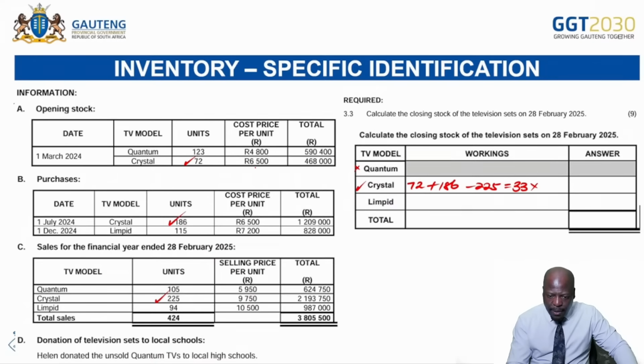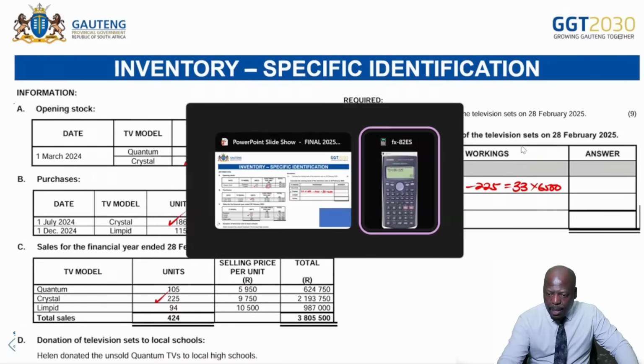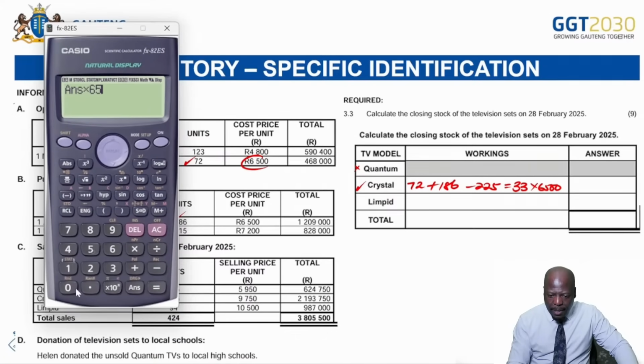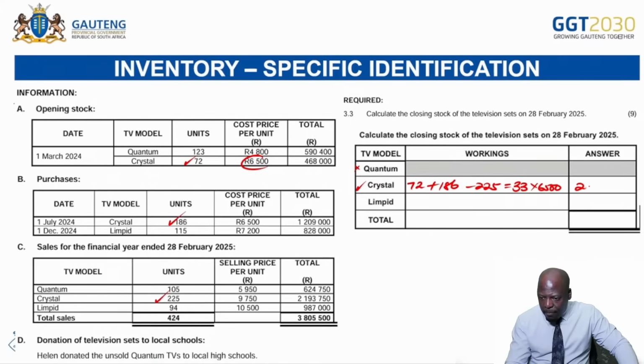And what is the cost price of the crystal? It is 6.5. You multiply by 6.5, and let's see how much that is going to give you. Multiply by 6.5, and that will give you 214,500. Let's go to the limpid.